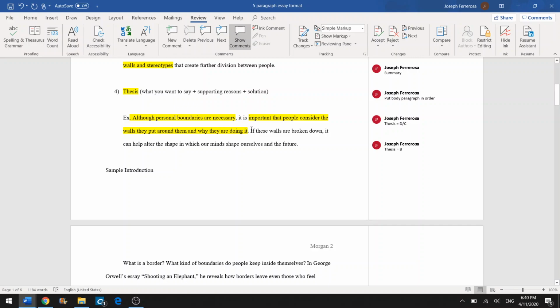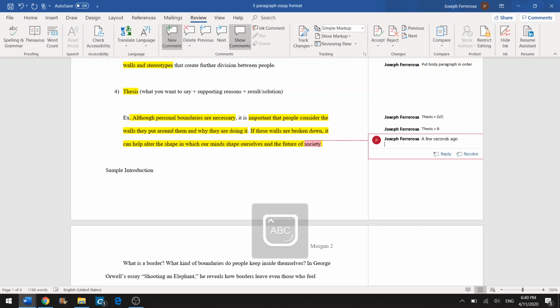Now, let's look at this second sentence here. If these walls are broken down, here is the end result and the solution. I'm going to actually put here, you can also use the word result slash solution. If these walls are broken down, it can help people alter the shape in which our minds shape ourselves and the future of society. I'm going to add of society. Okay. Now that I've written that, now I've gotten an A.